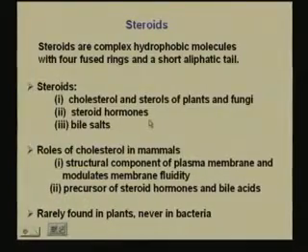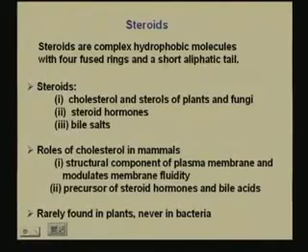Now, what we have for the fluidity of membranes is the introduction of steroids, sterols particularly. We will see what these are and what the roles of these are. Steroids, as you probably know, are complex hydrophobic molecules that have 4 fused rings and a short aliphatic tail. This is the structure of any steroid. When one of the groups at a particular position is converted to an OH, we call it a sterol.